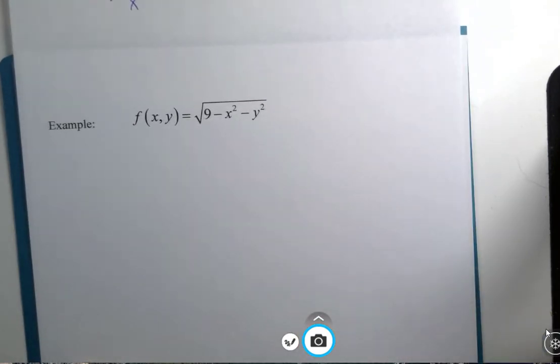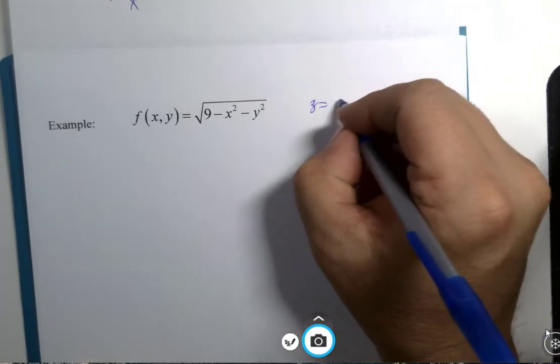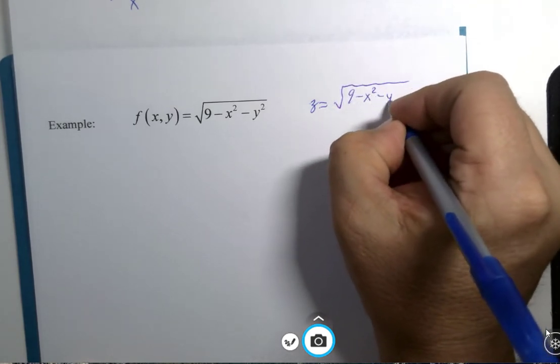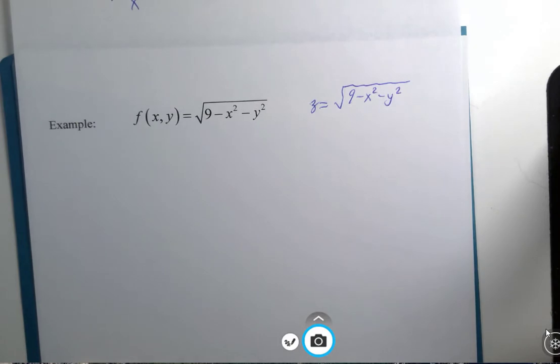Okay, z equals square root of 9 minus x squared minus y squared. I'm not sure if this looks familiar to me. So I'm going to do some algebra manipulation.